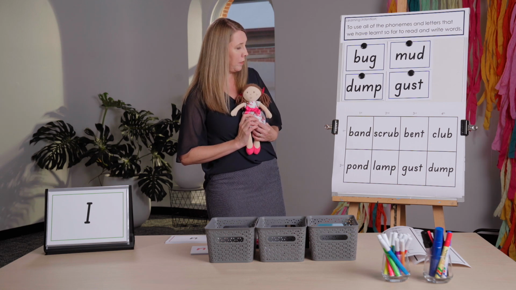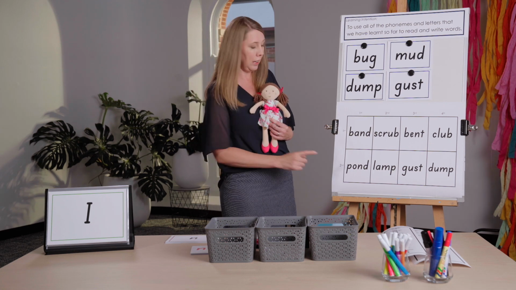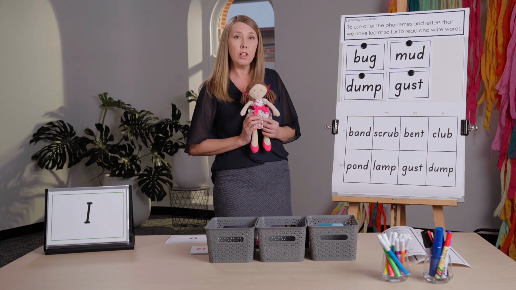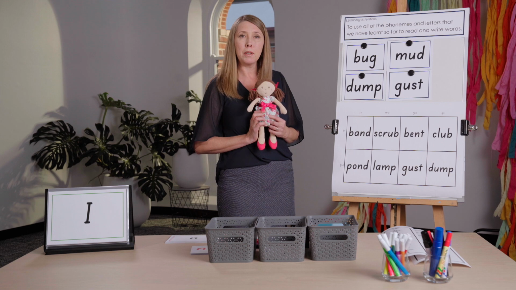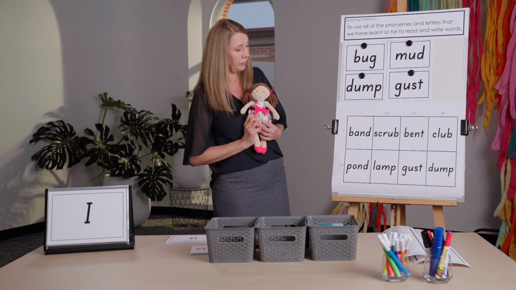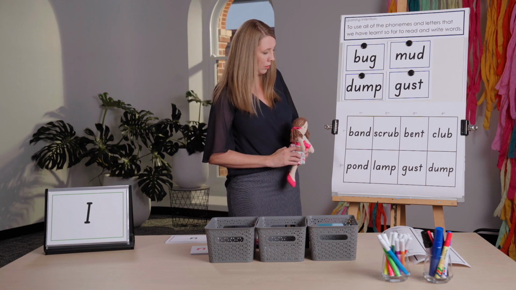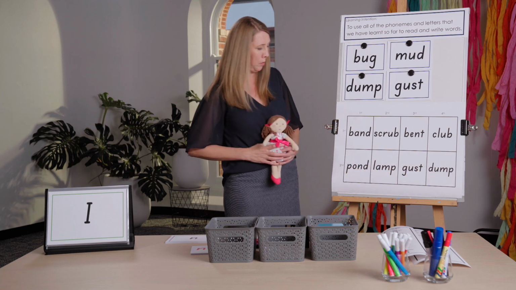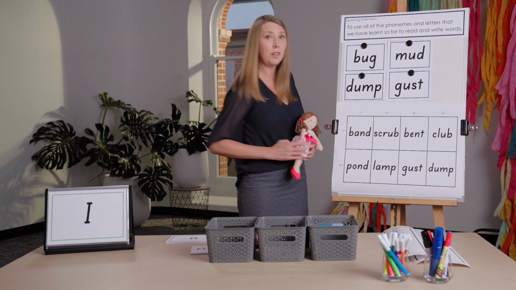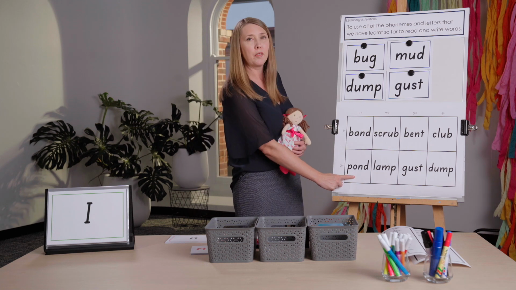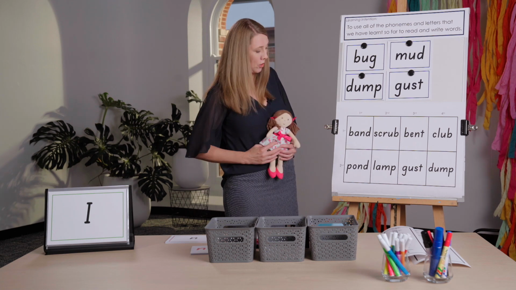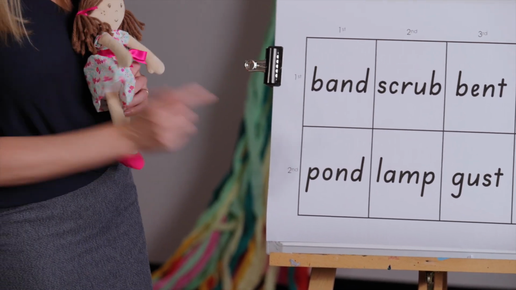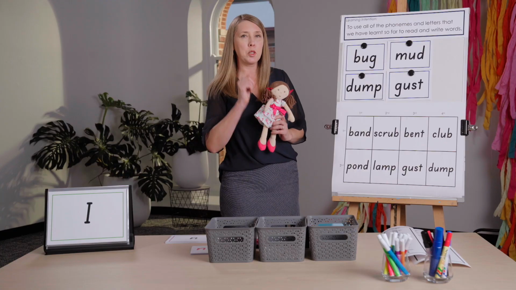Let's see. In the second row, I want you to point to the word that might be something that a frog lives in. Let's have a look, Lucy. Pond, lamp, gust, dump. A frog might live in a dump, but I think a frog might prefer to live in a pond. Are you pointing to the word pond? Yep, Lucy agrees. Pond.